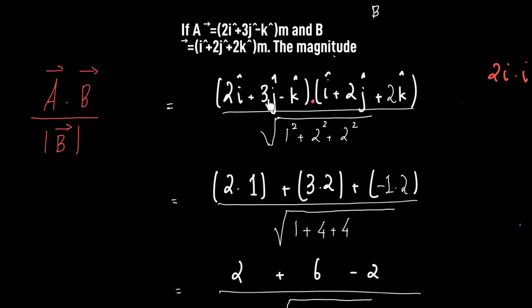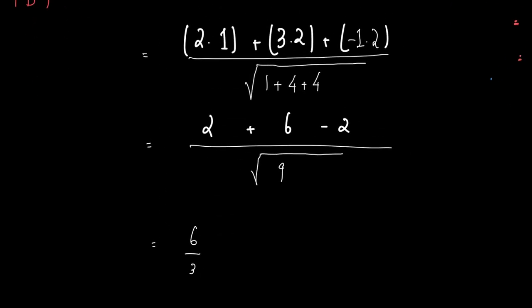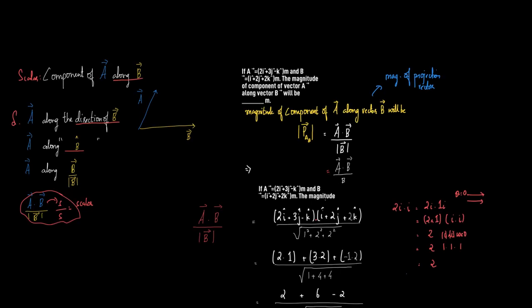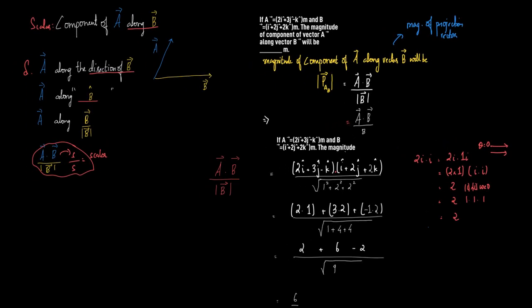Now, 2 into 1 is 2, 3 into 2 is 6, minus 1 into 2 is minus 2. Magnitude of vector B is root of 1 square plus 2 square plus 2 square. So 6 plus 2 is 8, 8 minus 2 is 6, root of 9 is 3, 6 by 3 is 2, and therefore the magnitude of component of vector A along vector B will be 2.